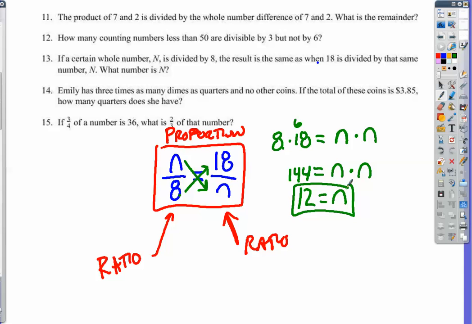Now, for those people who do know square roots, you'd end up with 144 is equal to n squared. What's the opposite of squaring? Square rooting. So you get square root, square root. What's the square root of 144? It's 12. Same thing. Now, why does cross multiplication work? Well, instead of showing you the why, I just want to show you that it does work.